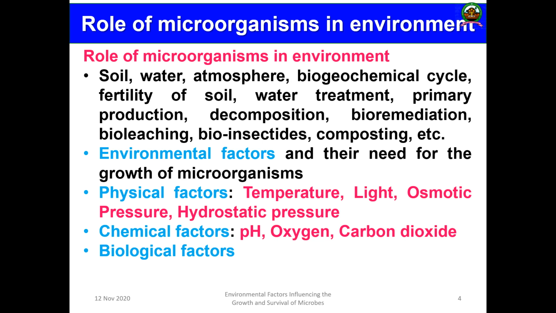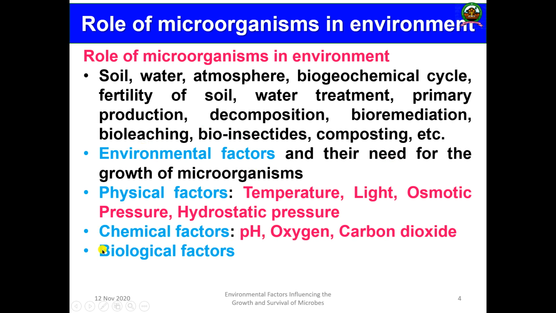Physical means the physical parameters. Chemical means the chemical constituents and their parameters. Then biological parameters are the biologically related parameters. So we are going to discuss one by one in detail as mentioned in the syllabus. The physical factors are temperature, light, osmotic pressure, hydrostatic pressure. Chemical factors are pH, hydrogen ion concentration, oxygen, carbon dioxide. So these are important parameters for their survival.